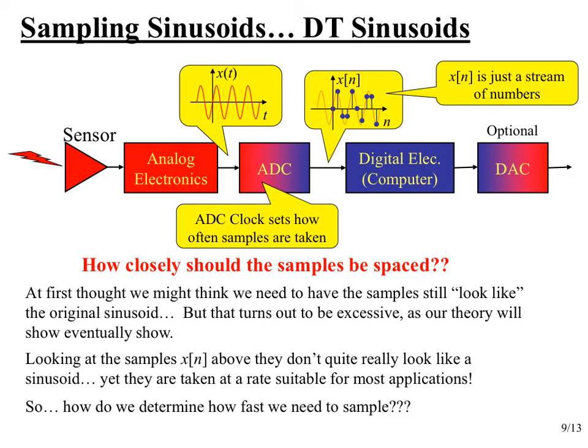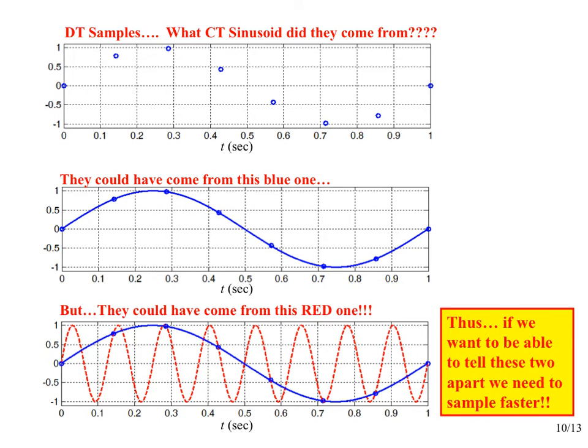Like I said, we'll get into this in more detail, but basically we want to determine how fast we need to sample this so that the stream of numbers coming out of the A to D converter will appropriately represent the continuous time sinusoid going into it. So let's just take a look.